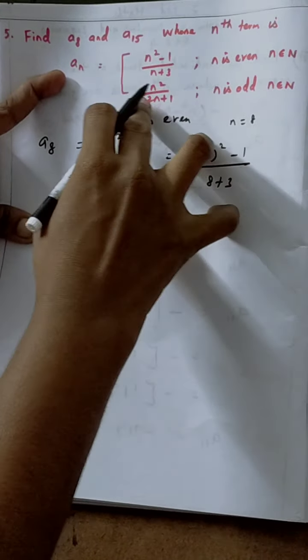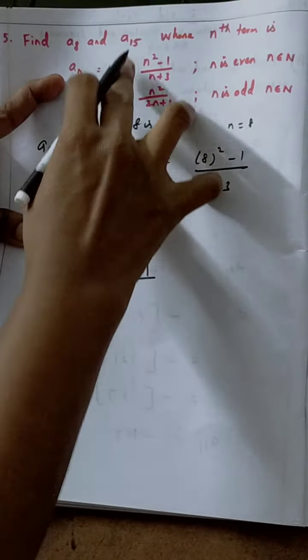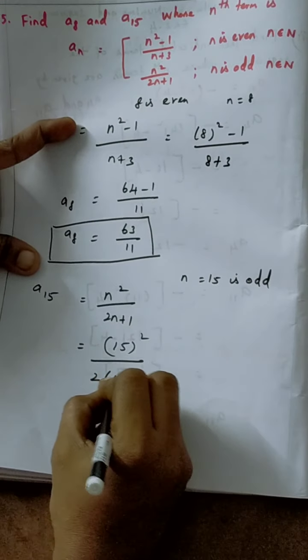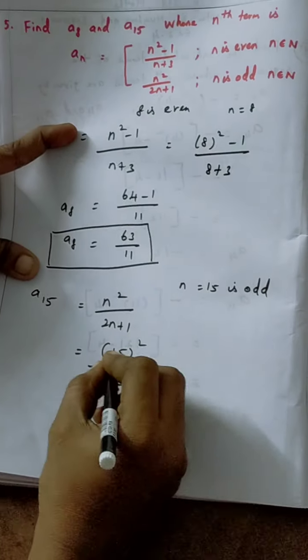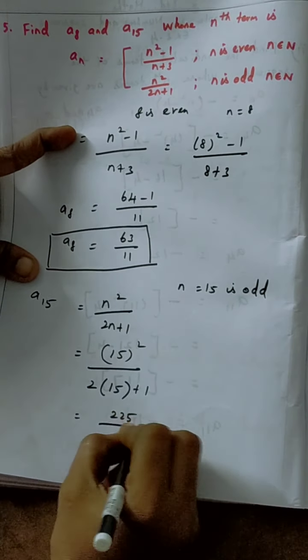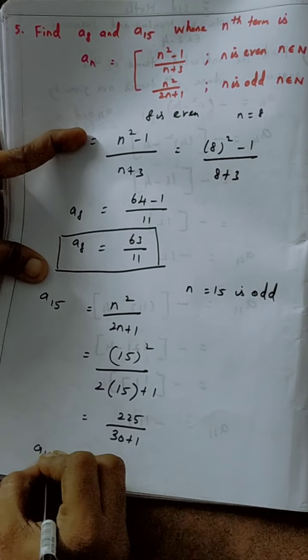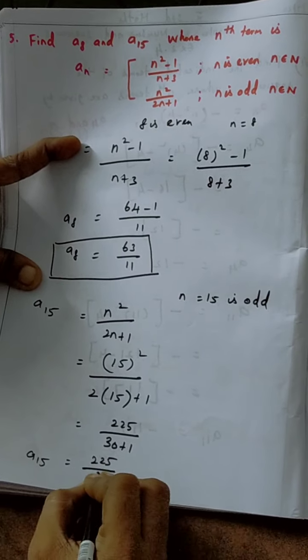Next one, a15. So n equal to 15 is odd, so apply the second general term. a15 equals n squared divided by 2n plus 1. The n value is 15, so 15 squared divided by 2 into 15 plus 1. 15 fifteens are 225, divided by 2 fifteens are 30, plus 1. So a15 equals 225 divided by 31.